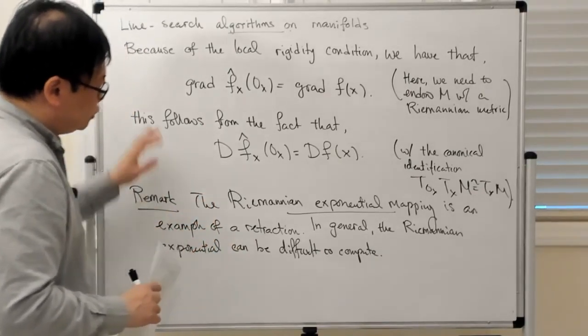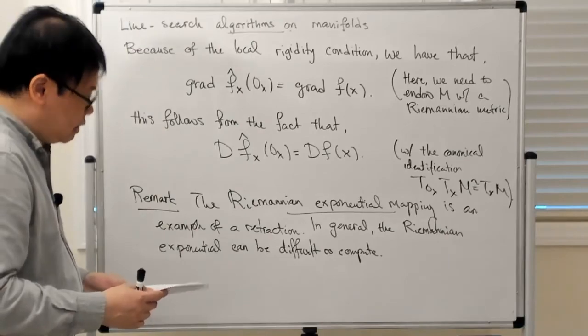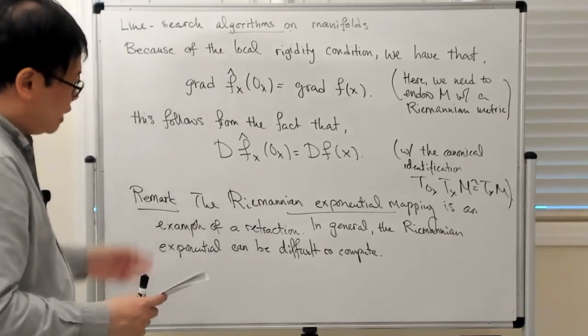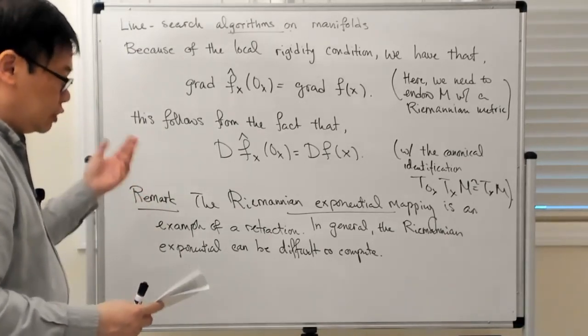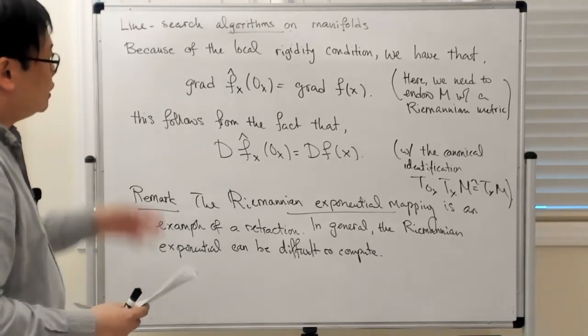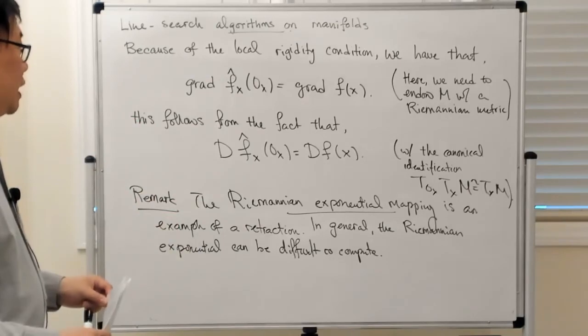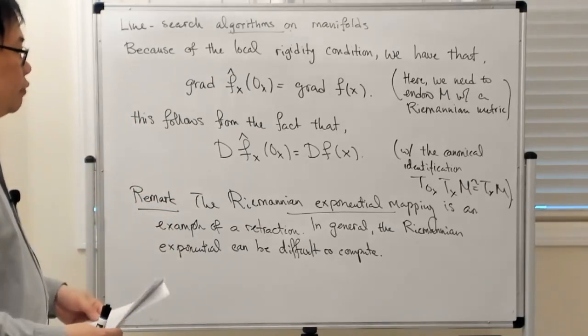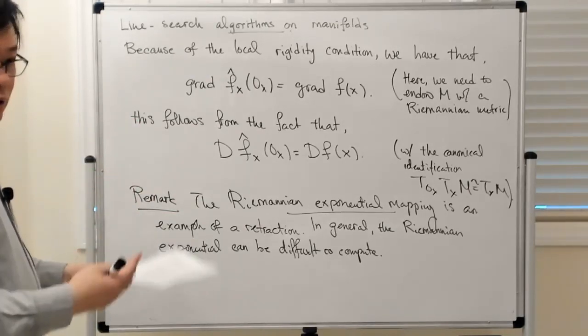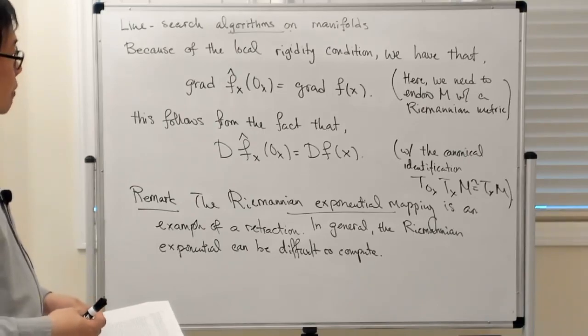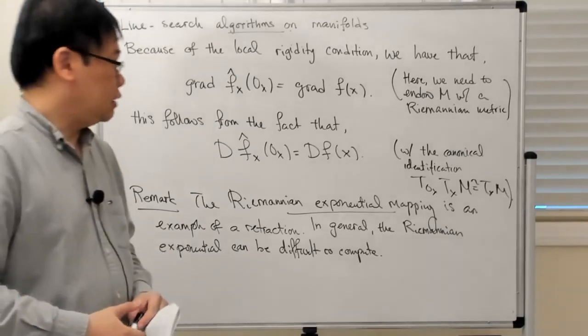Okay, so that's basically where we're going with this, and then we're going to talk about retractions on, of course, embedded manifolds, and then quotient manifolds, and then with that we'll use this to construct line search algorithms on manifolds. Okay, so let me just stop here for now.